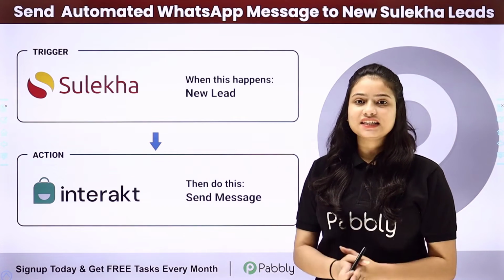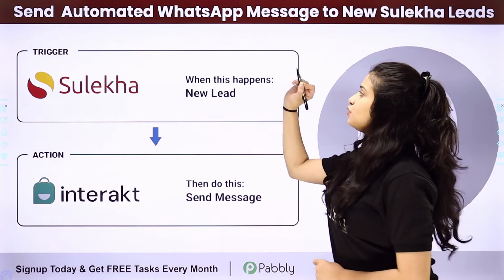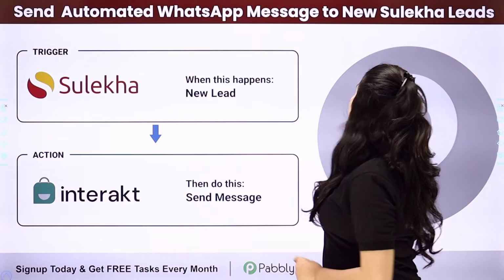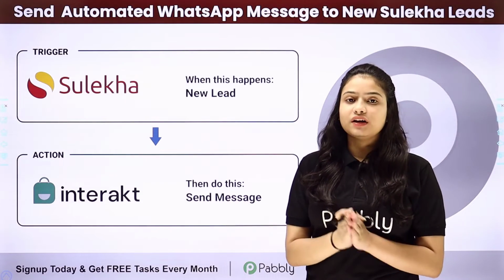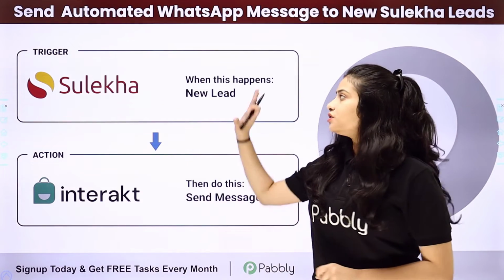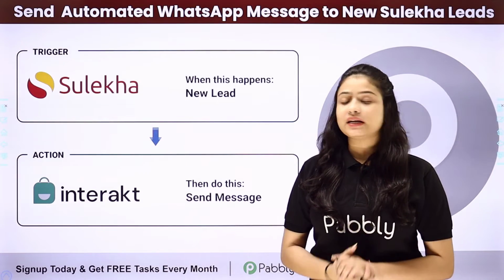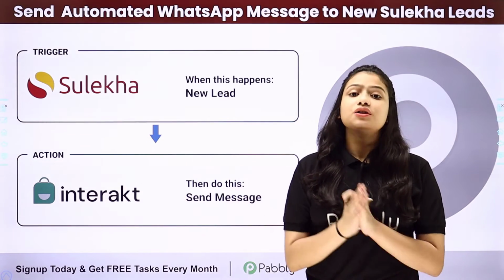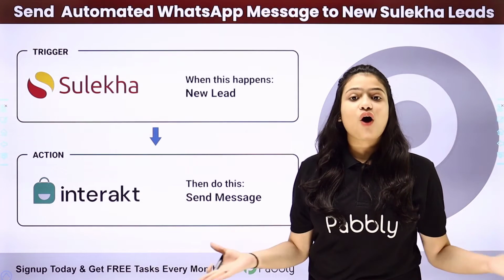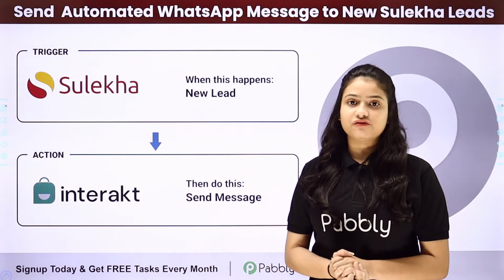Hello everyone, in this video we are going to learn how to send automated WhatsApp messages to new Sulekha leads. I want that whenever a new lead is generated through Sulekha, which is a business platform for local services, automatically a WhatsApp message should be sent through Interact to that new lead. So how are we going to do this process automatically and effortlessly?